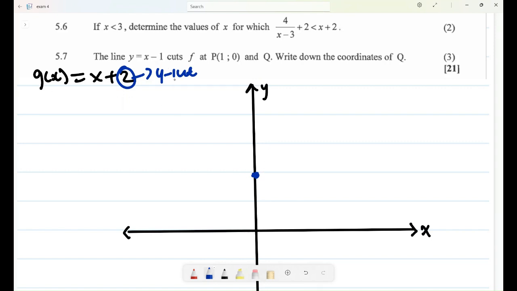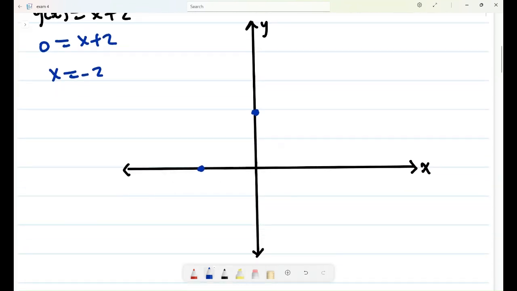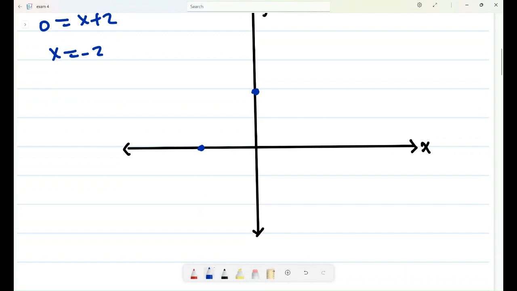Then the x-intercept, how do we find the x-intercept for this graph? We know for the x-intercept, we let y equal 0, then x plus 2 equals 0. Therefore, x will be equal to negative 2. Negative 2 is somewhere here. All right. Then that's all. Then you just draw your straight line.